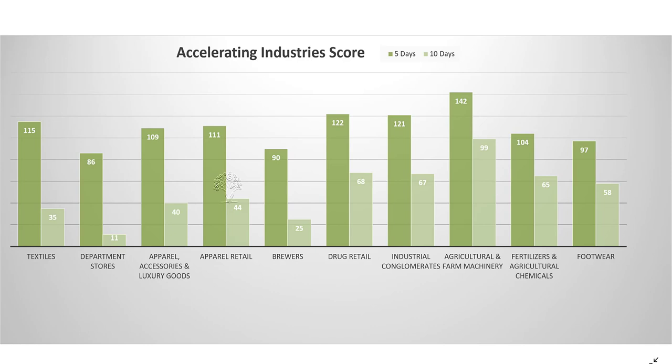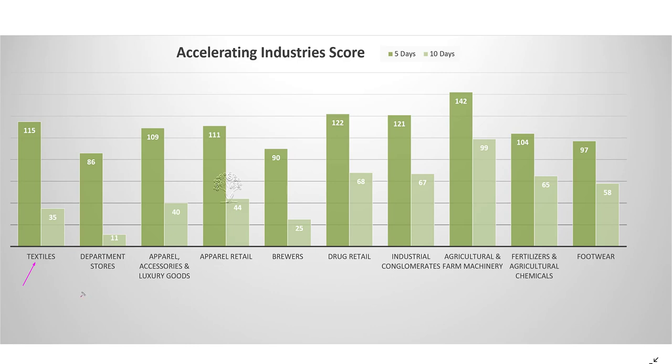Accelerating industries. This might be behind others, but they are gaining momentum fast. And using the acceleration in QH, you might start to look for buying opportunities. Out of the 10 most accelerating industries, 5 of them are in consumer discretionary sector.